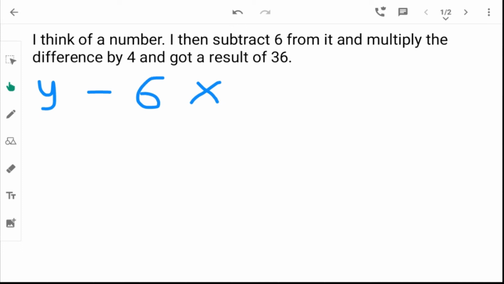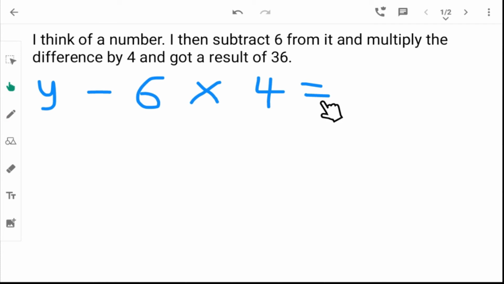Next, we see the number 4, so we make a note of that as well. Then, we see the phrase "got a result," which means that we are talking about an answer. When we are about to write an answer to a problem, what do we usually write before we record the actual answer? An equal sign, right? So we go ahead and make a note of it.